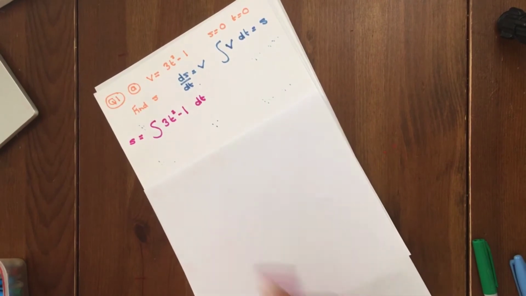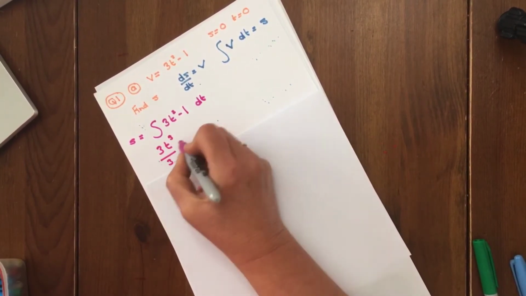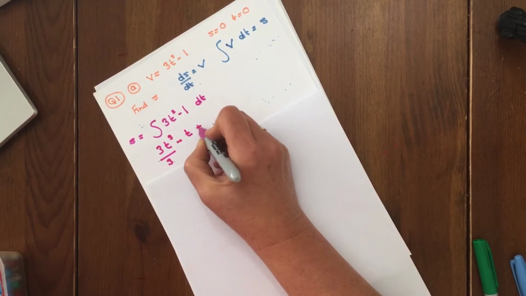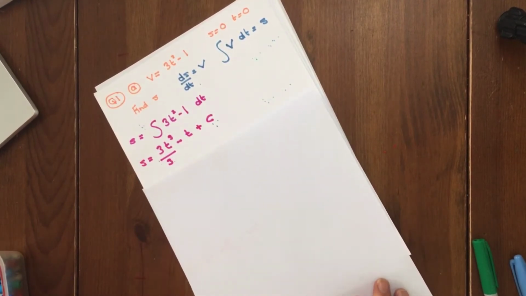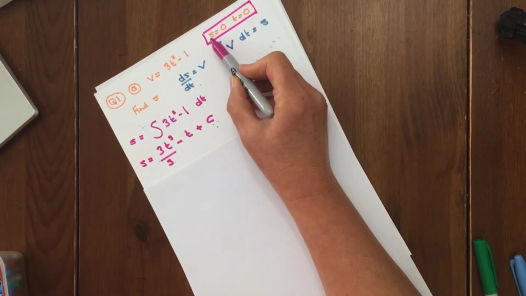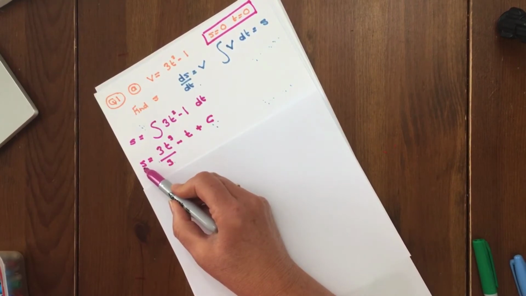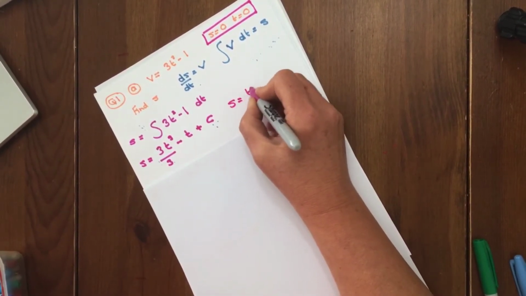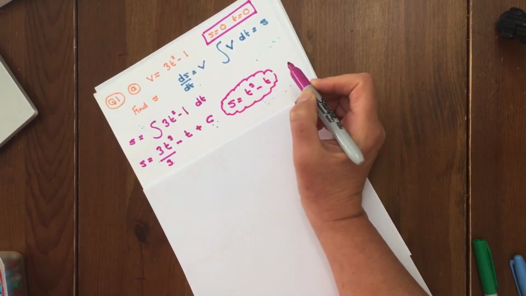So, how do I integrate? I add 1 to the power and divide by the new power. The constant goes, and minus 1 goes to minus t. Now remember, with integration we always have this constant of integration. We can find that constant by using what we know: when s is 0, t is 0. If I put t equals 0 into this equation, I can see that my constant is 0. So my expression just becomes this. The 3s cancel, my c is 0, and this will be my answer.